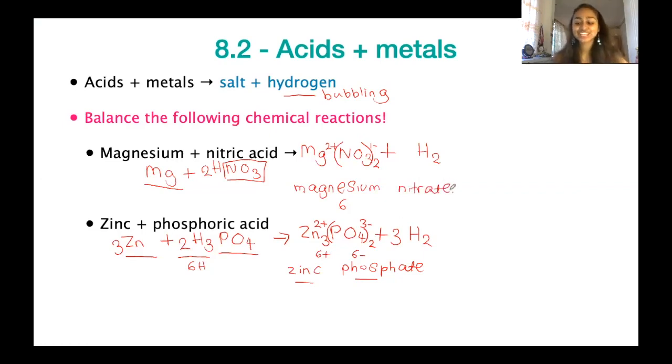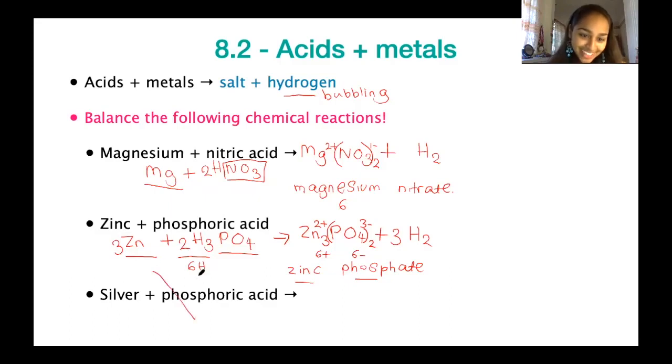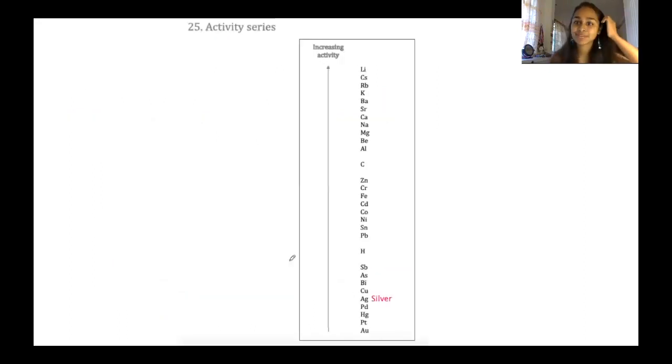Okay, good. All right, let's look at our last example then. Silver and phosphoric acid. I've put this in as a bit of a trick question of sorts. What if I told you that silver doesn't react with phosphoric acid? And you might be asking, how do I know that? All right, let's have a look at your data booklet then.